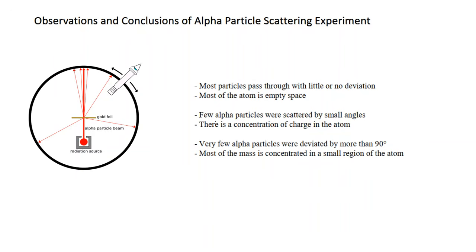And finally, very few alpha particles were deviated by more than 90 degrees. So this can only happen if the alpha particles were undergoing head-on collisions with the gold atoms' nuclei. So most of the mass is concentrated in a small region of the atom. This region is what we now call the nucleus, and the model that they came up with after this experiment is actually called the nuclear model.